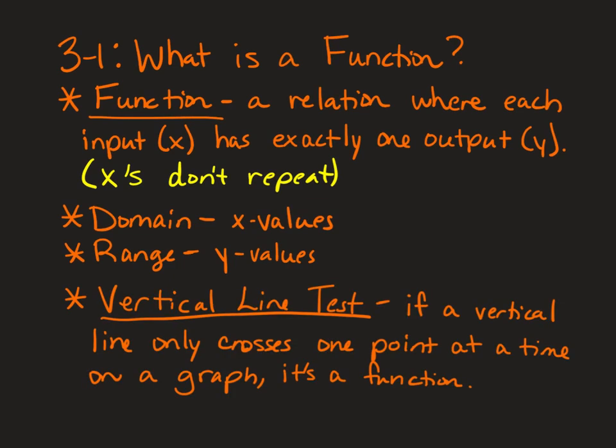Now, the vertical line test is something that we're going to use on graphs to determine if it's a function. If a vertical line only crosses one point at a time on a graph, then it's a function. That's because when we draw a vertical line through a graph, the x-coordinate should not repeat, so it should only occur one time, so it'll only have one point that it crosses.